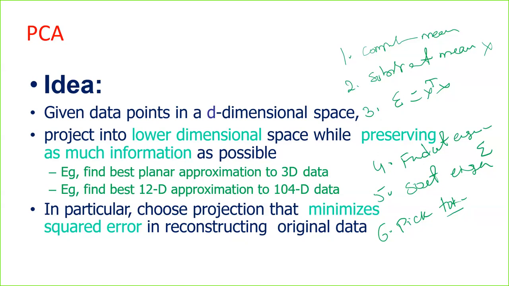Step one, sigma equals X transpose X. What is this sigma doing, sir? This is the covariance computation, madam. See, what is the covariance formula? Covariance of X comma Y is what? Do you remember? Expectation of X minus E of X times Y minus E of Y. Am I right, madam?